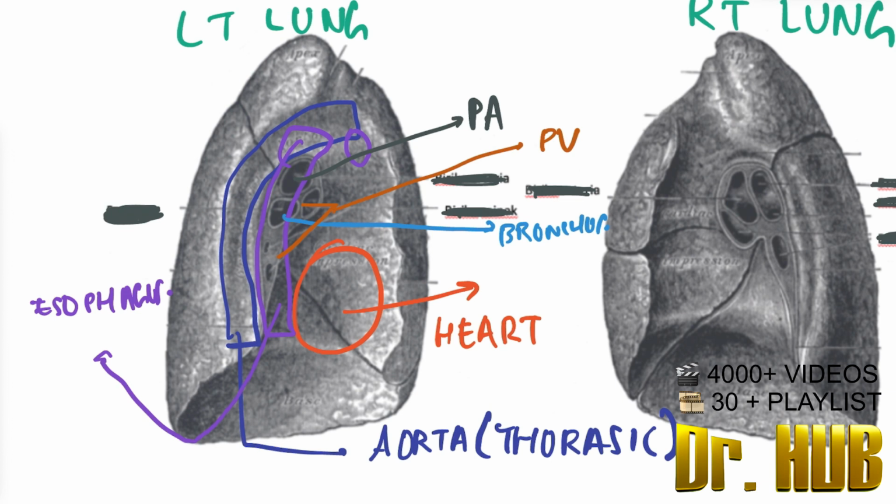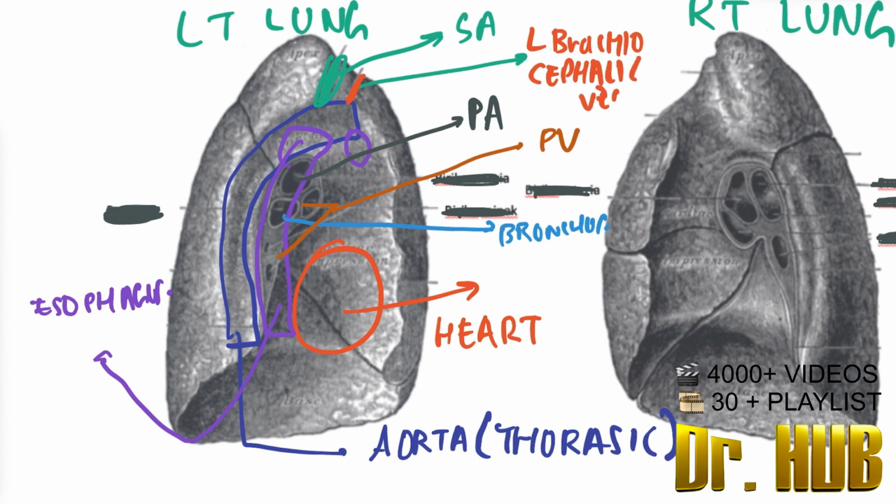Now let's look at the arches. This arch which is on top is going to be the subclavian artery, and the other one below it is going to be the left brachiocephalic vein. So this is the brachiocephalic, the left brachiocephalic vein, and there is also the presence of the rib. So this is the rib. So this is about the left lung.